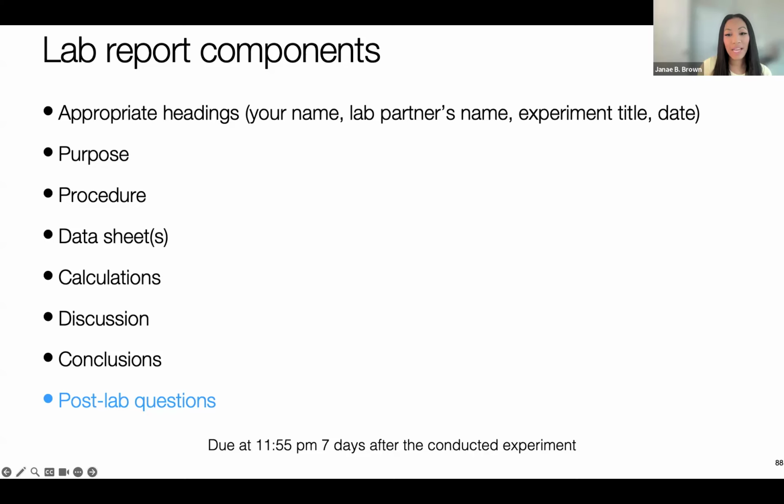And so just as a final reminder, lab reports are due 7 days after the conducted experiment at 11:55 p.m. You do have options to extend that if you are unable to submit at that deadline, but it does come with deductions. So you can check out our syllabus to take a look at how that comes into play. We take lab reports up to 72 hours after that initial deadline. So please feel free to reach out to us as instructors if you have any questions about how your report should be constructed.